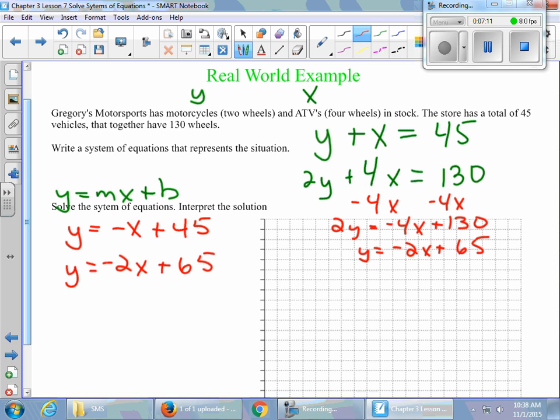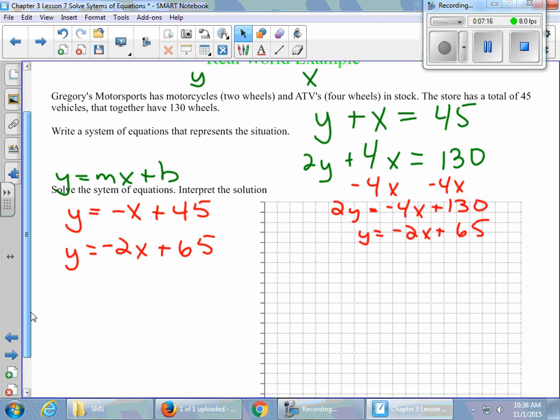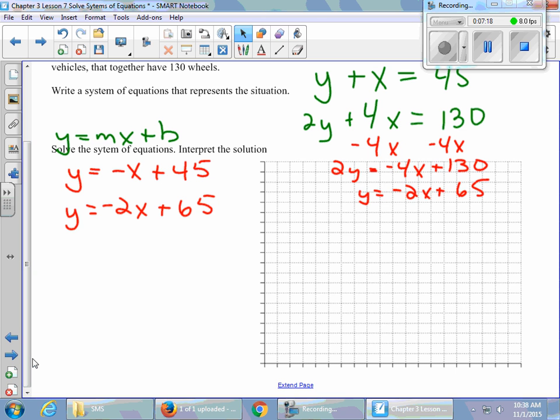Looking at this right away, if we just look at our formulas, look at our slopes always first. They're negative. That means going from left to right, our slope is going to be going down. And then it also gives us our y-intercepts of 45 and 65.